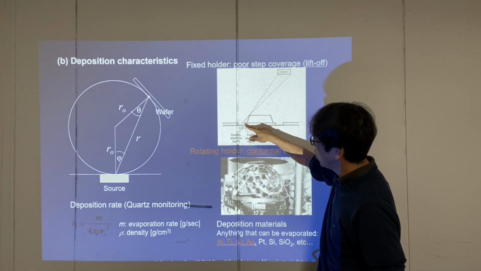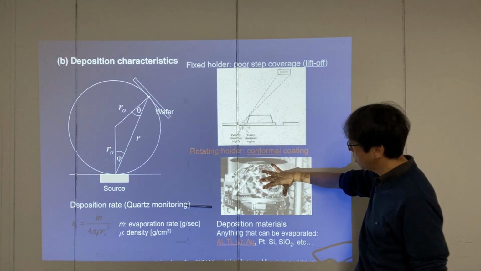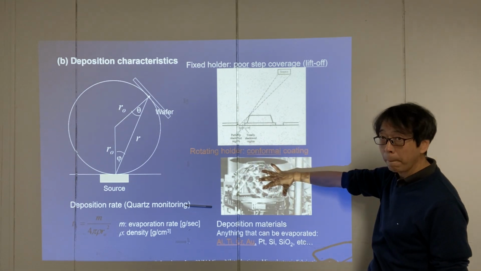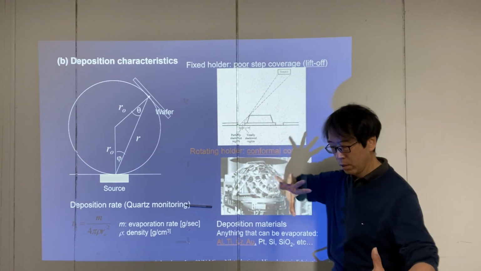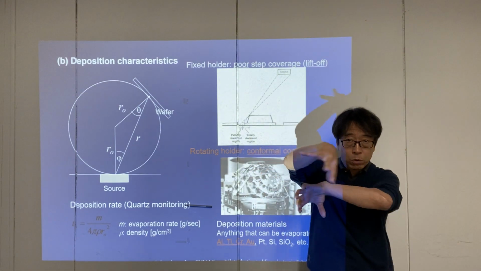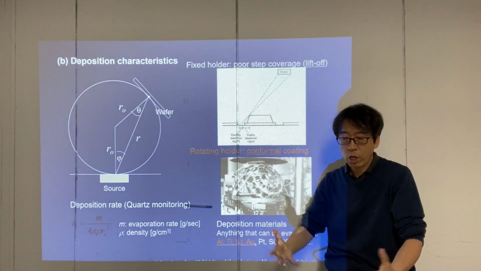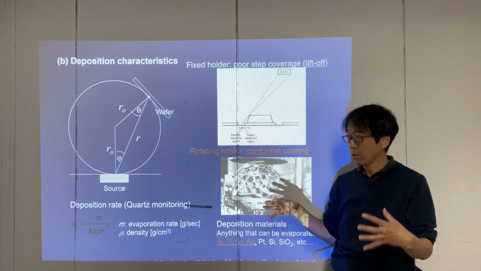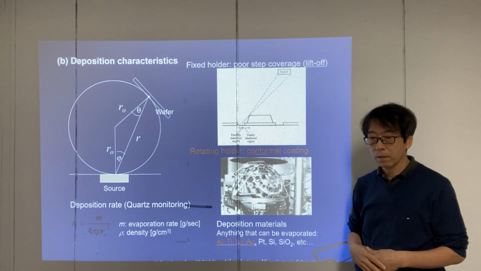In order to avoid such a shadow effect, people have this kind of sun and planetary mechanism. You put your wafer here, your source is here, and many wafers will turn around the source, equally exposing this shaded area. So that deposition becomes conformal in that case.